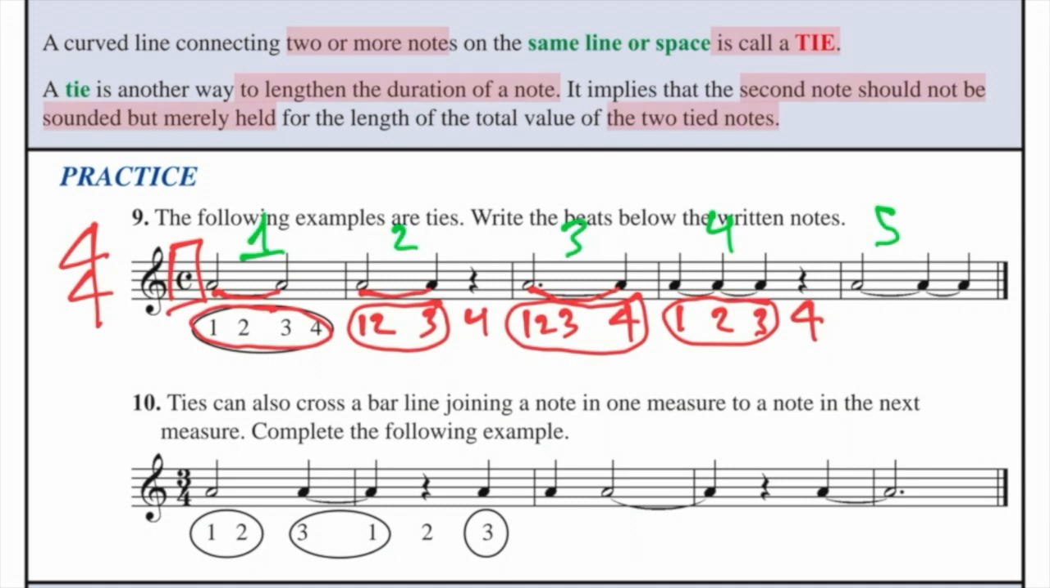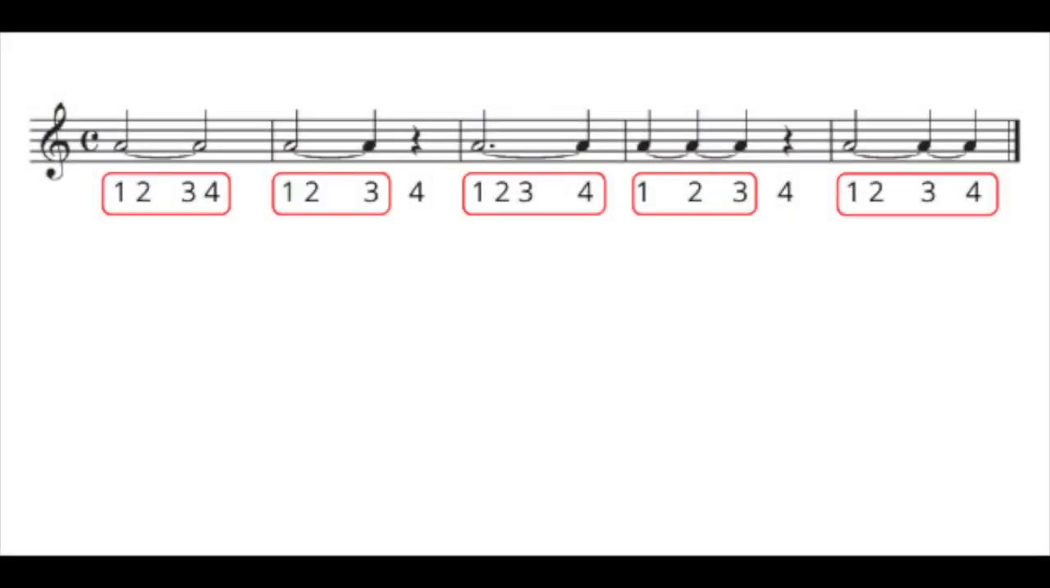For the last measure, measure number 5, we have a half note, 2 beats, tied to the next quarter note, tied to another quarter note. So we're going to put 1 circle, which gives us 4 beats. Here is an example of how we would clap this measure out.